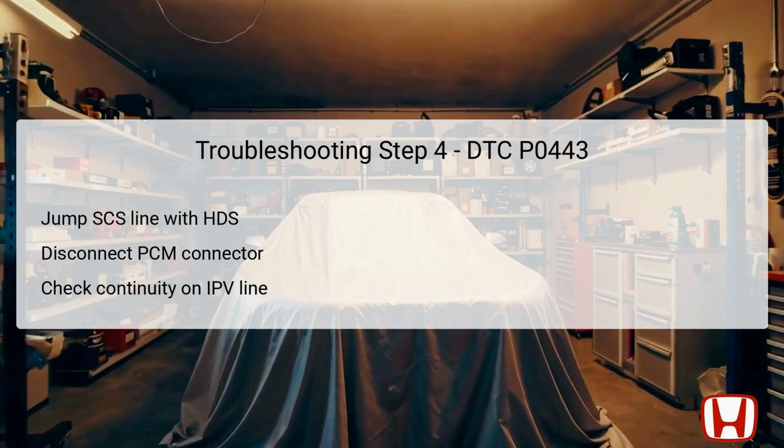In the 4th step, the emphasis is on checking for any shorts in the IPV, intake vapor pressure wire. First, utilize the HDS to jump the SCS service check short line, allowing a short delay of more than 1 minute for the system to stabilize.